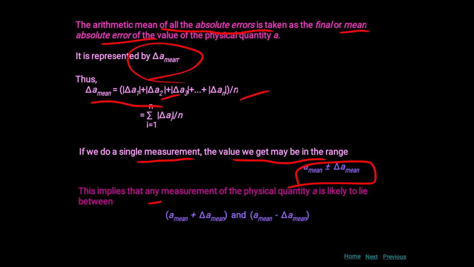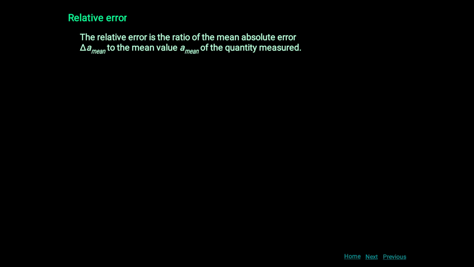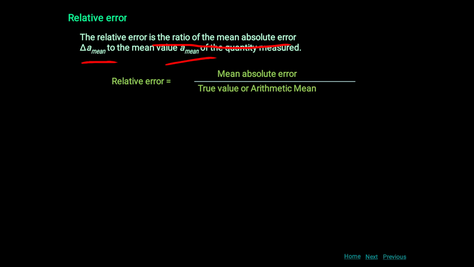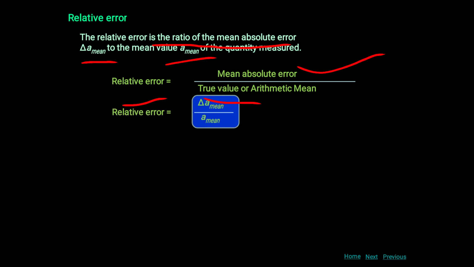This implies that all the measurements of physical quantity A lie between A mean plus delta A mean and A mean minus delta A mean. Then relative error. The relative error is the ratio of the mean absolute error, that is delta A mean, to the mean value A mean of the quantity measured. Means relative error equals mean absolute error divided by true value or arithmetic mean. The relative error is equal to delta A mean by A mean.